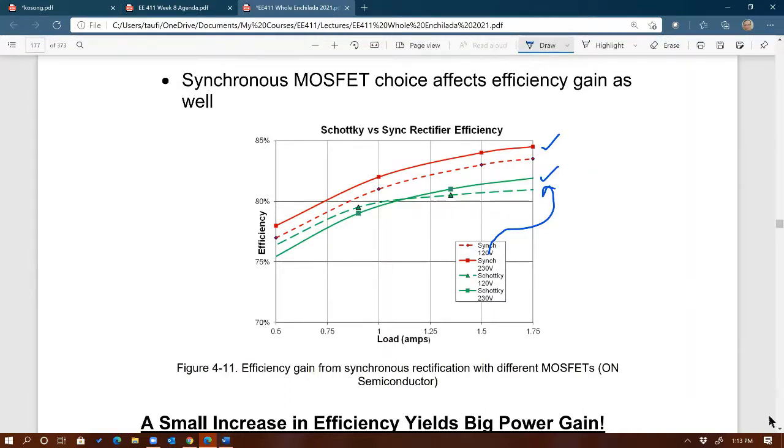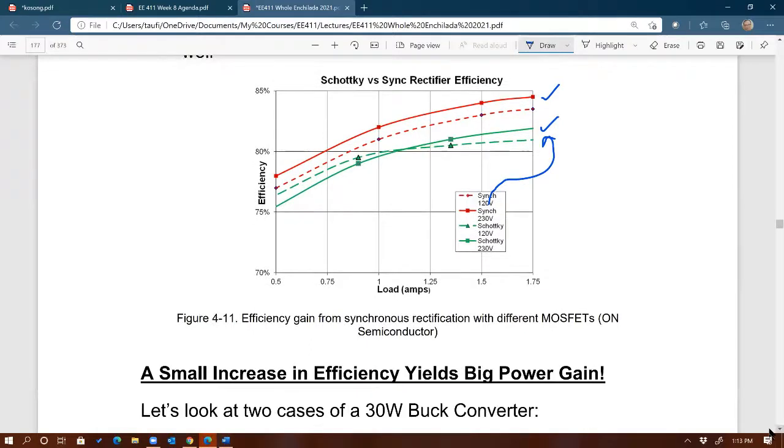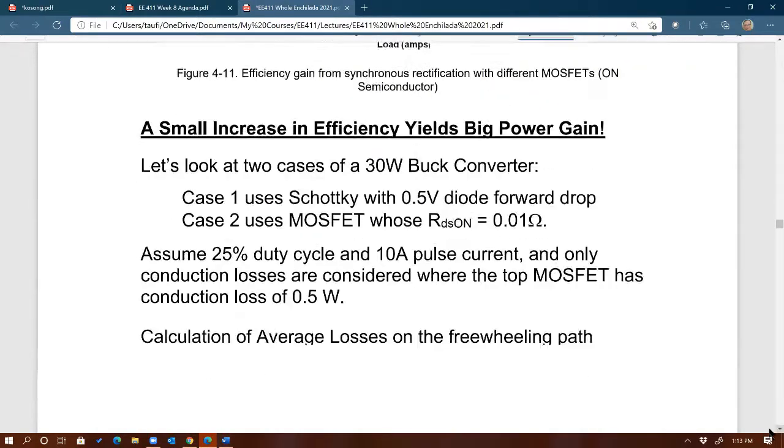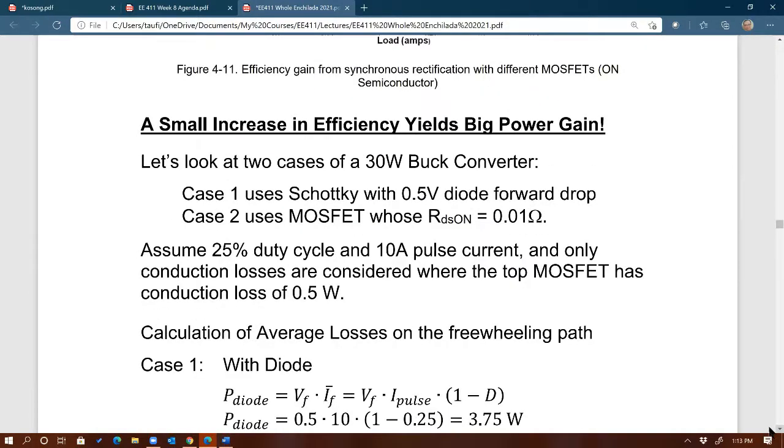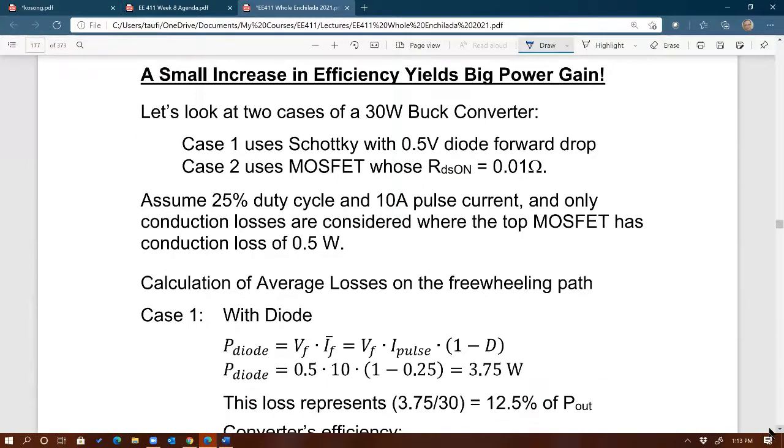We'll talk about it toward the end of the class today, if we have the time. Otherwise, we'll do it on Thursday. Okay, I got more examples here to show you the benefits of synchronous rectifier. Let's look at 2 different cases here.